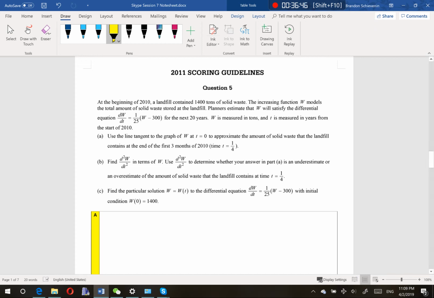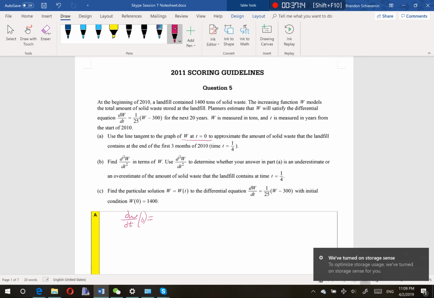Our slope will be what happens when I plug in our W into this equation. So I can say, I'm highlighting, our slope dW over dt at the time T equals 0, since I'm going to use our tangent line at T is 0 for our estimate, should be equal to, what was my W at T equals 0?